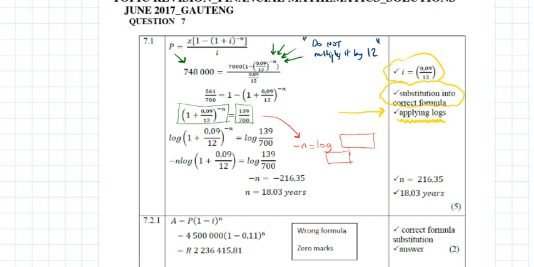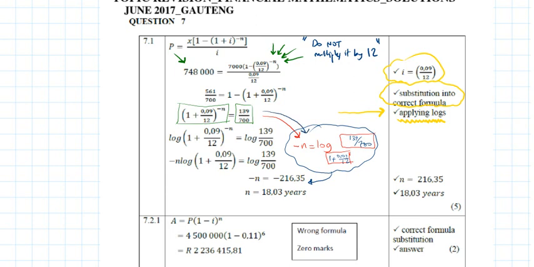So in base we write 0.09 over 12, and here 139 over 700. So that should give the answer straight. Okay, that should give me the answer straight. So you can do that. Nothing is wrong in solving like that.